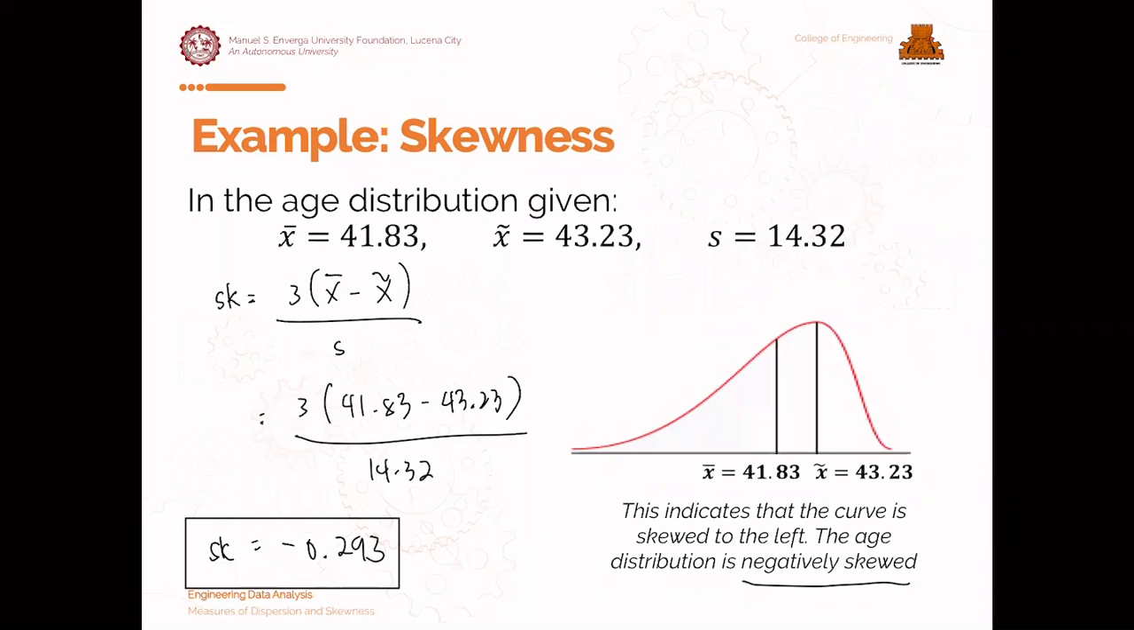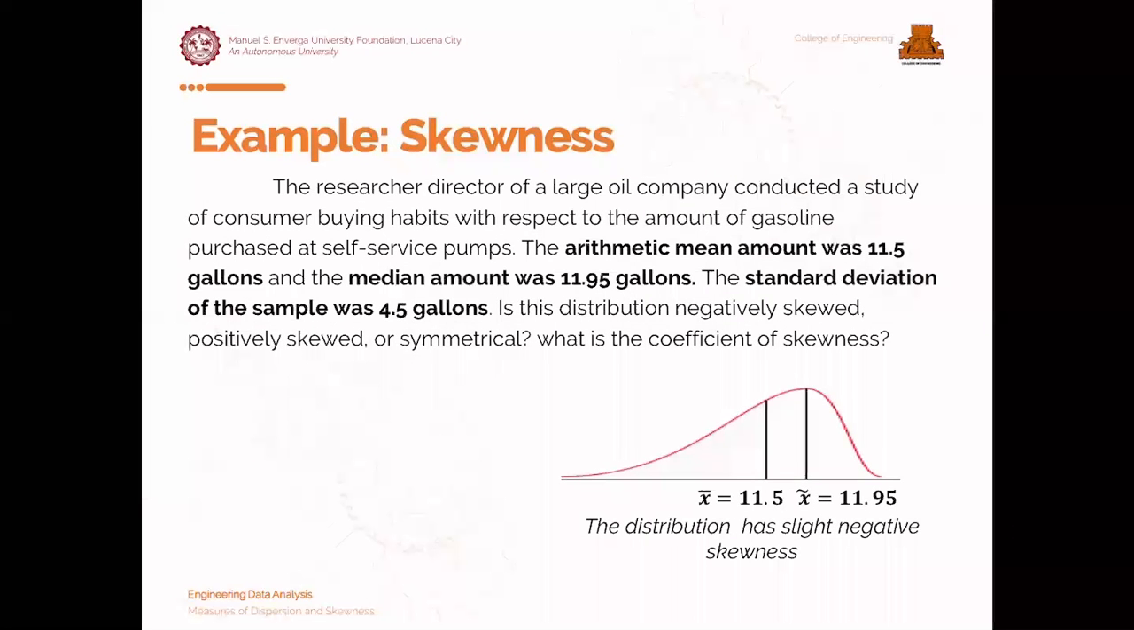Okay? So, next, another example. Meron daw tayong researcher, director of a large oil company, conducted a study of consumer buying habits with respect to the amount of gasoline purchased at self-service pumps. The arithmetic mean was 11.5 gallons and the median amount was 11.95 gallons. The standard deviation of the sample was 4.5 gallons. Is the distribution negatively skewed, positively skewed, or symmetrical? And lastly, what is the coefficient of skewness?